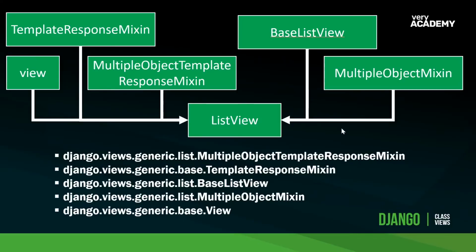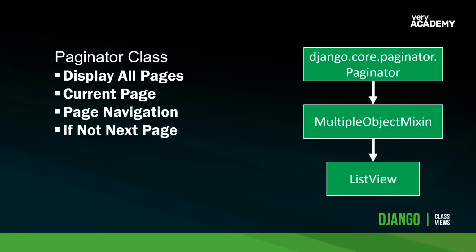So if you were to track back all the inherited items here in the list view, if you go into the multiple object mixin and look at the documentation, you'll find that the paginator originates from here. So if I've got my information correct, the paginator is imported, included into this mixin here, which is then obviously included into the list view.